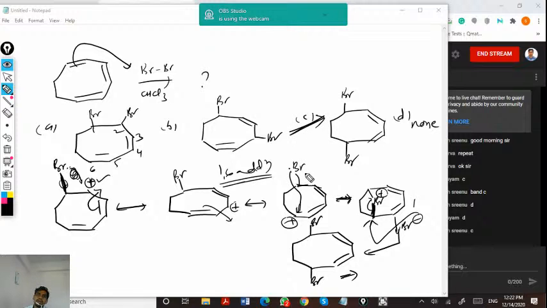Okay, so how do we know, sir, if we haven't seen this kind of example? You need to follow the stability rules. Comparatively, this cyclic bromonium ion is the most stable. You need to make that cyclic bromonium ion. If that stability is more, then it is going to give the final product.